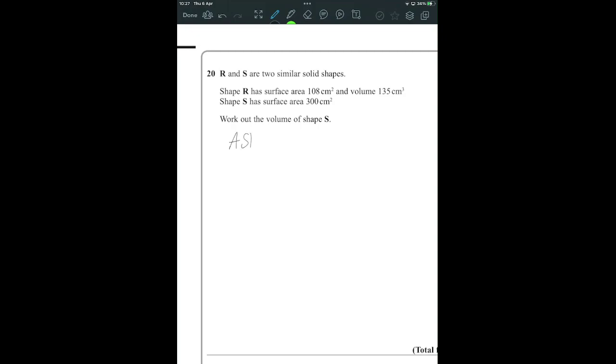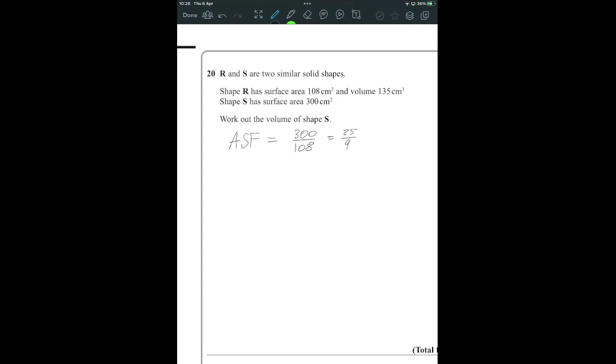So firstly, let's work out the area scale factor. I always do the big one over the small one. So this is going to be my area scale factor going from R to S. 300 divided by 108 in my calculator comes out as 25 over 9. Now that's my area scale factor.